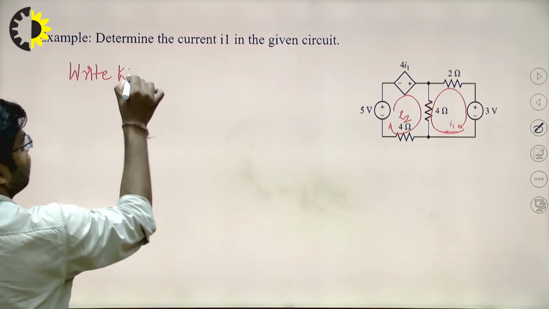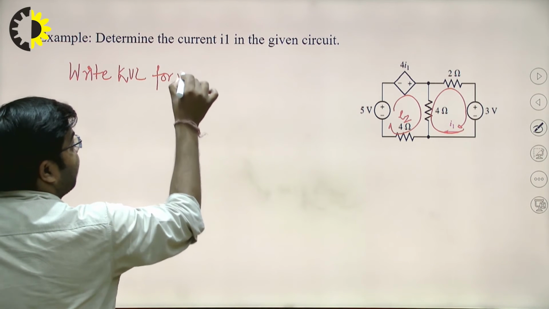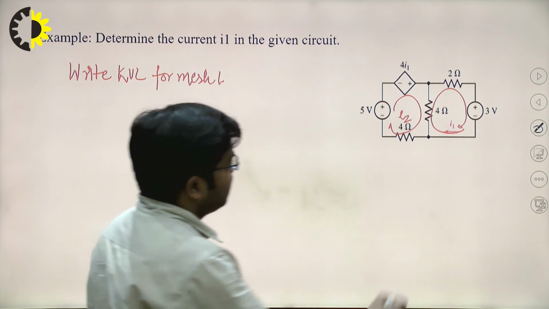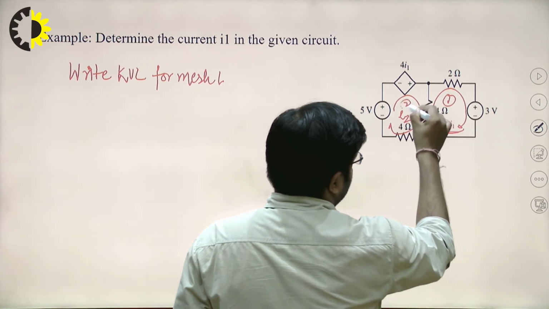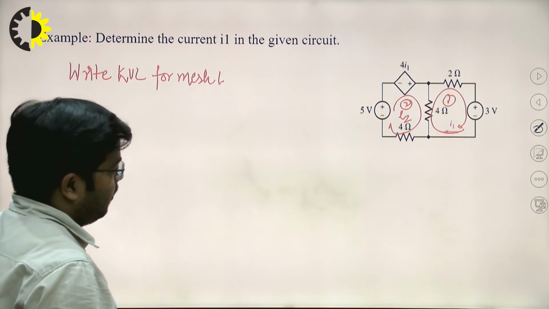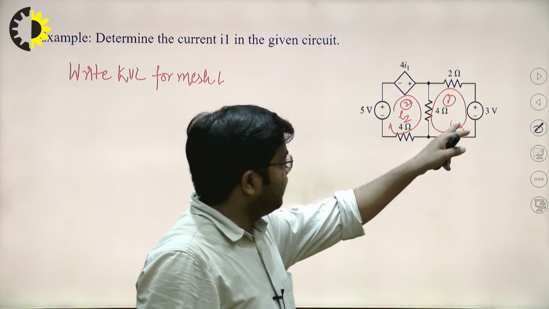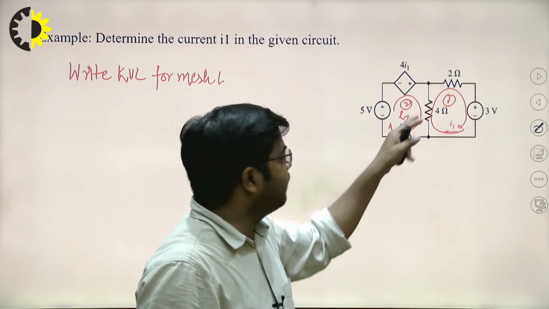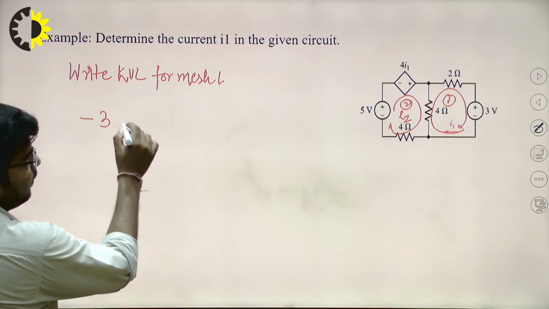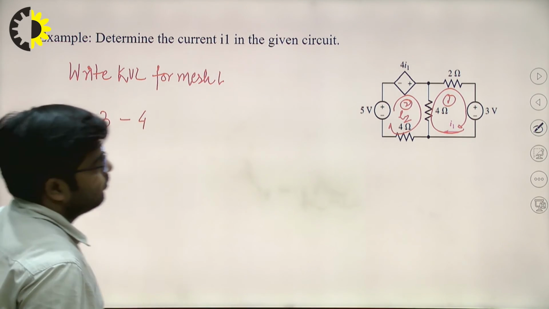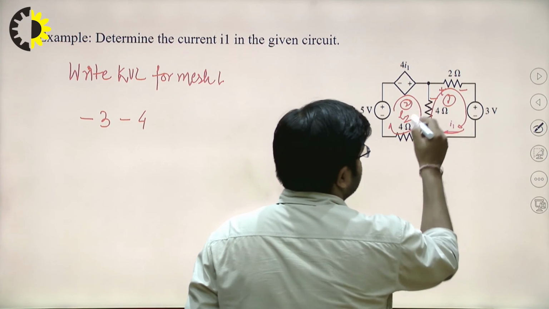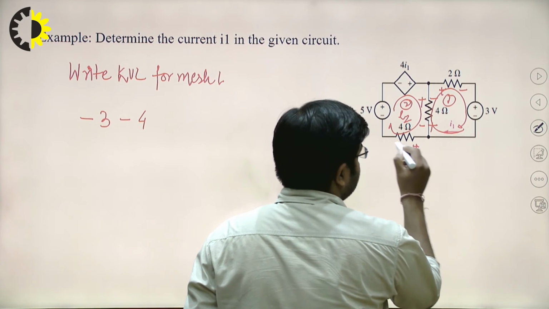Write KVL for mesh number 1. So this is mesh number 1 and this is mesh number 2. Actually the direction of current is clockwise. So write the KVL in the clockwise direction. So just minus 3, then minus 4, because the plus sign will be here and the minus sign will be here, plus minus, and for this current plus minus will be here.